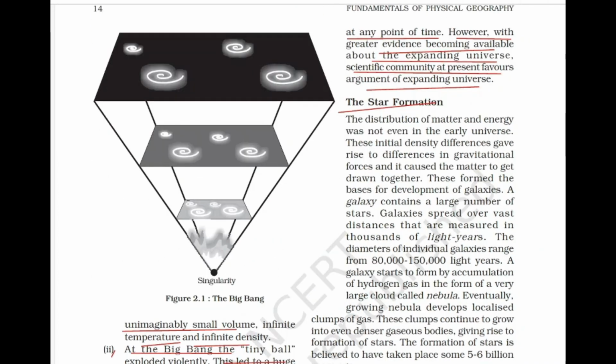Star formation. The distribution of matter and energy was not even in the early universe. These initial density differences gave rise to differences in gravitational forces and it caused the matter to get drawn together. This formed the basis for the development of galaxies. A galaxy contains a large number of stars. Galaxies spread over vast distances that are measured in thousands of light years. The diameter of individual galaxies ranges from 80,000 to 150,000 light years.